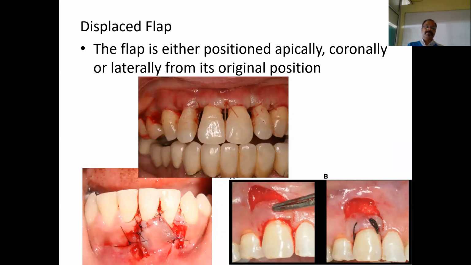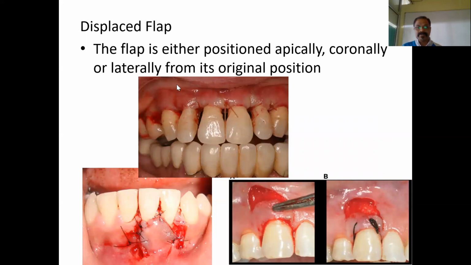Now you can position this flap wherever you want to, depending on what objective you want to derive out of your surgical procedure. That means you can put this flap apically, then it is called an apically repositioned flap. If you're going to place this flap coronally, then it is called a coronally advanced flap. And if you're going to put it laterally, this is called a laterally displaced flap.